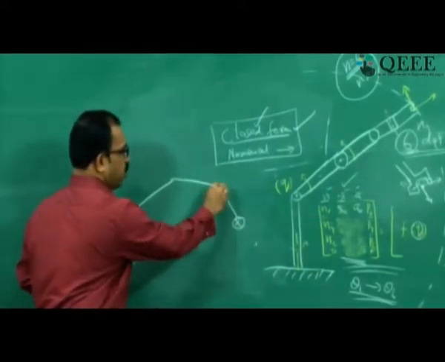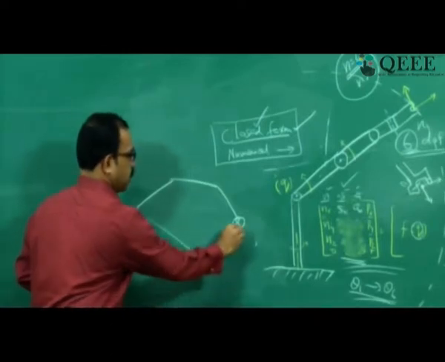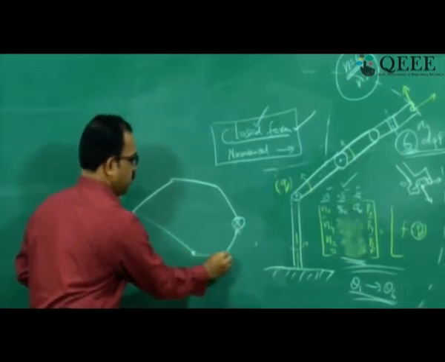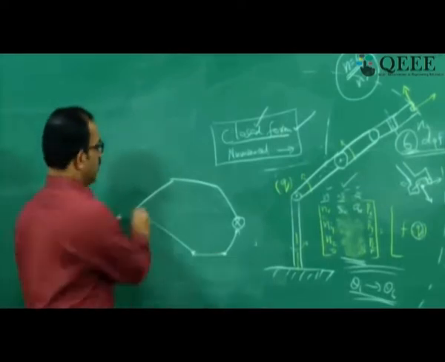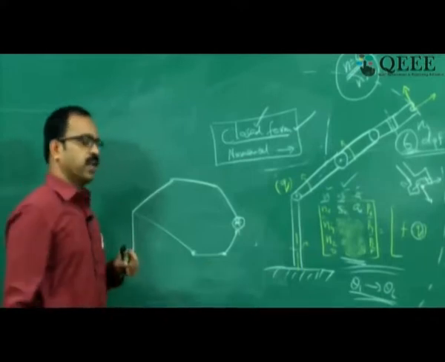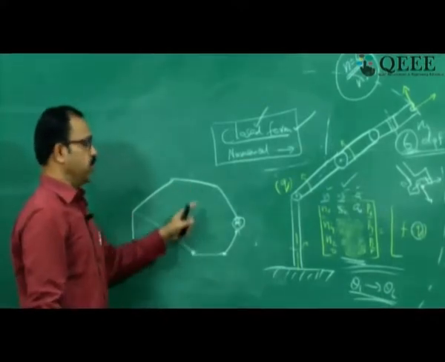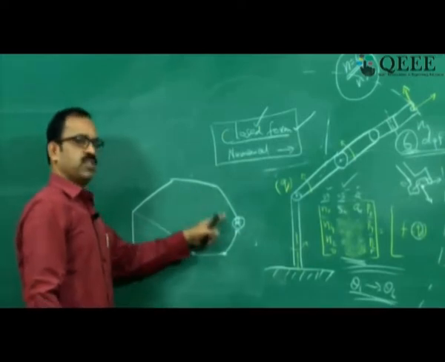So it can actually go from here, or it can actually go from here also. So you can actually have a position like this also. So this is one solution to reach here, and this is another solution to reach here. So this is known as elbow up and elbow down solutions.